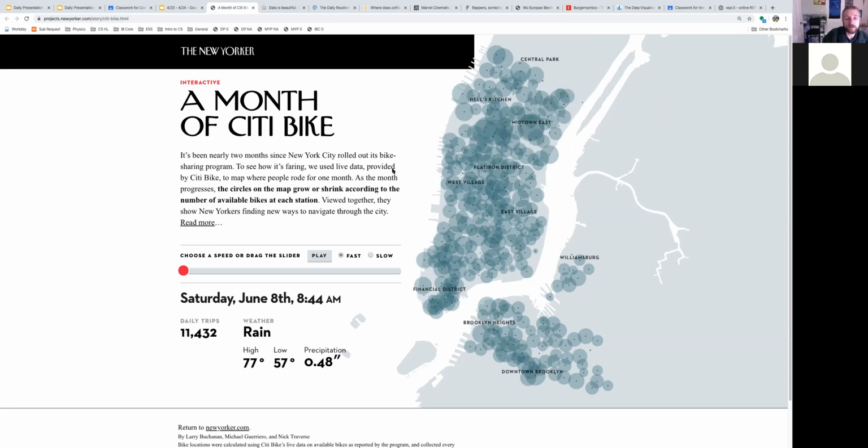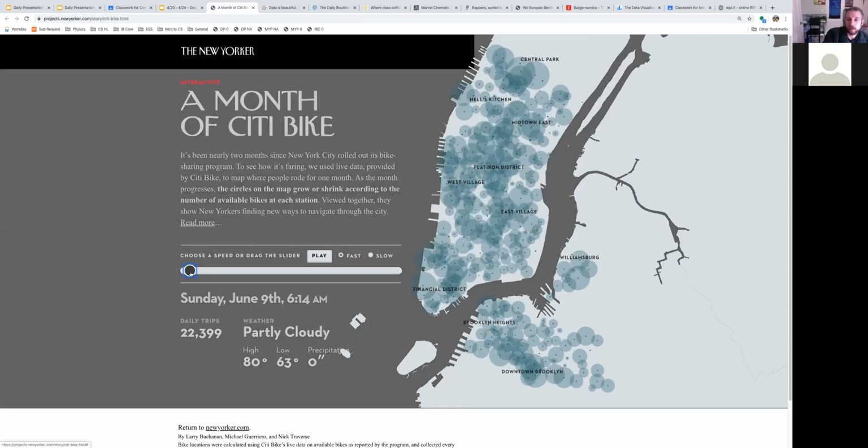So what we see here is a visualization of the New York City Bike program, which is a shared bike program, to see how people actually rode for 1 month. And the circles represent the number of available bikes at each station. Now you can come to your own conclusion about what available bikes at each station means. A lot of availability may mean that that's a really unpopular place to ride from or to. A lot of availability may also be that City Bike is trying to make sure that there's lots of bikes there because lots of people like to bike from that particular location.